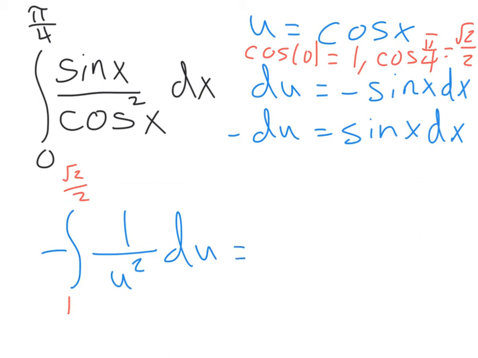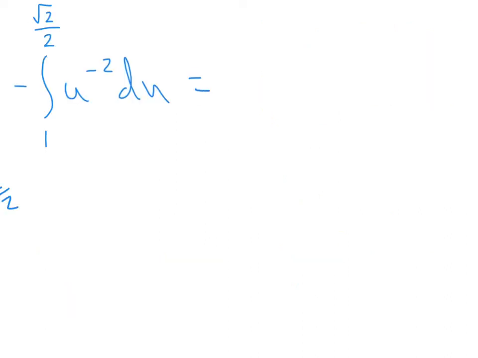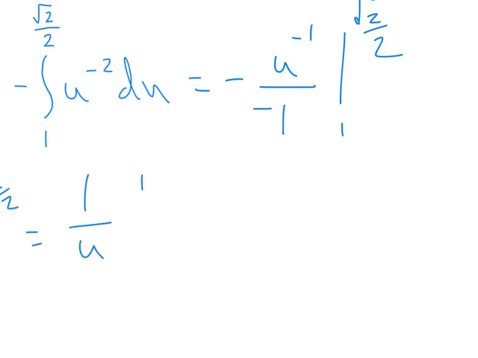This will be equal to negative, let's change, instead of 1 over u squared, let's change it to u to the minus 2 du. And then we're ready to find our antiderivative with the power rule again. So using the power rule here, keep the negative out front, we'll get u to the negative 1 when we increase it by 1, and then we divide by negative 1, and we evaluate this from 1 to root 2 over 2. The negatives will cancel out, and u to the minus 1 we can just rewrite as 1 over u, evaluated from 1 to root 2 over 2.